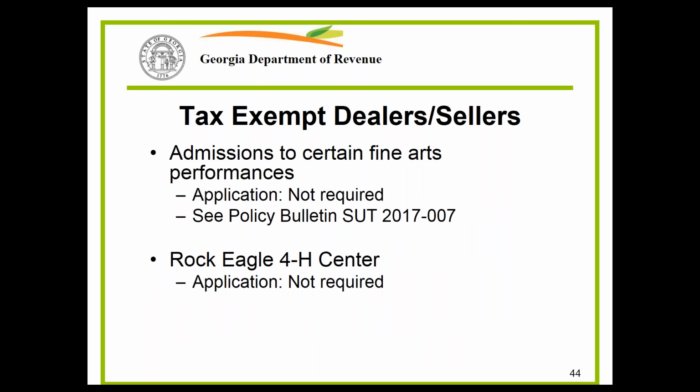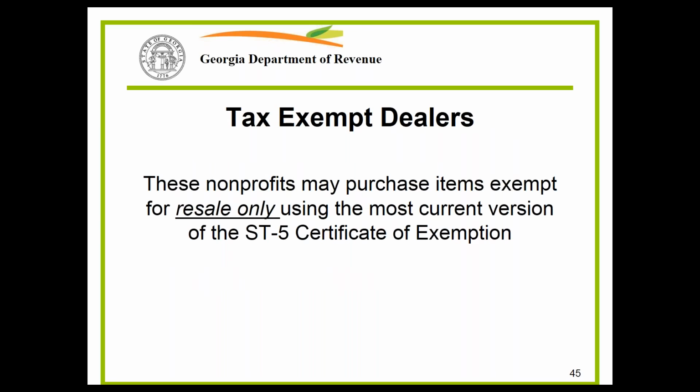There's a new exemption that just went into place, I believe it might be July 1, 2017, maybe it was in May of 2017, for certain fine arts performances. It was kind of a convolutedly worded exemption, and we put out a bulletin. I'm not sure if the bulletin truly clarifies things, so if that applies to anyone, let us know, and we can try to work through it with you. Rock Eagle 4-H Center has an exemption on its sales. And as I mentioned before, entities that are selling goods can buy those items tax-free for resale by using Form ST-5.